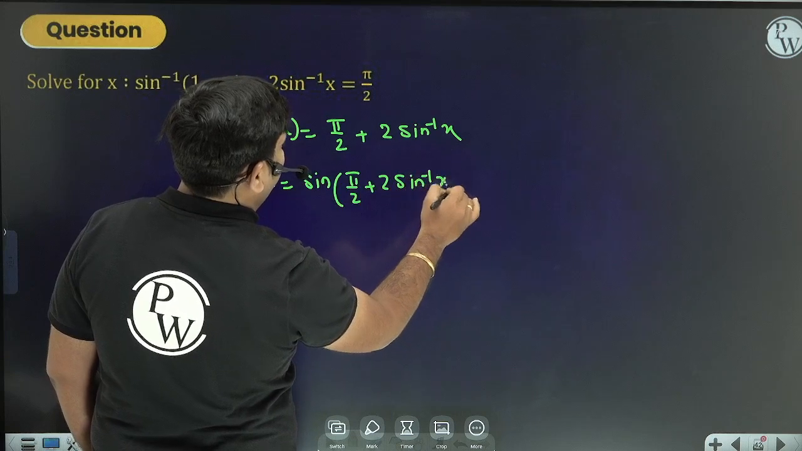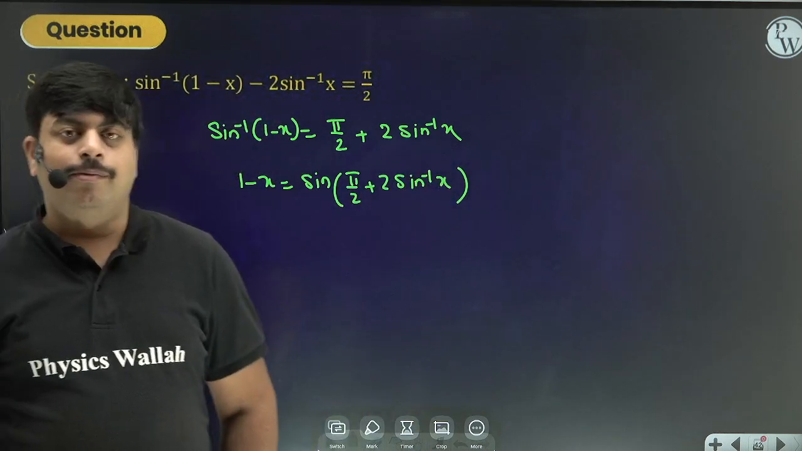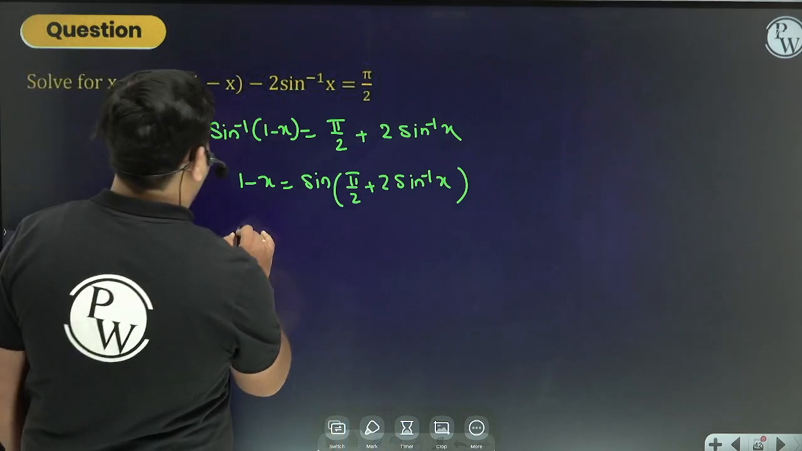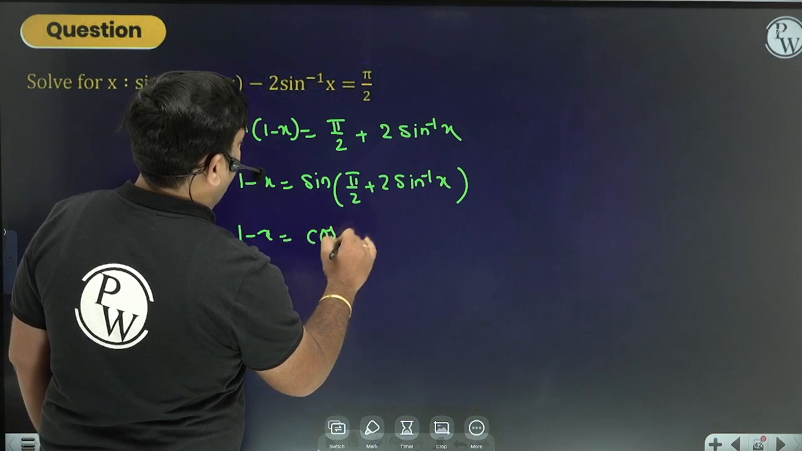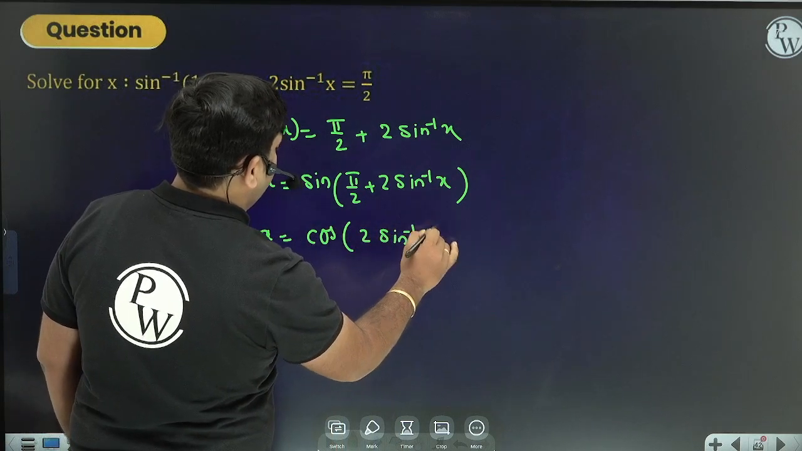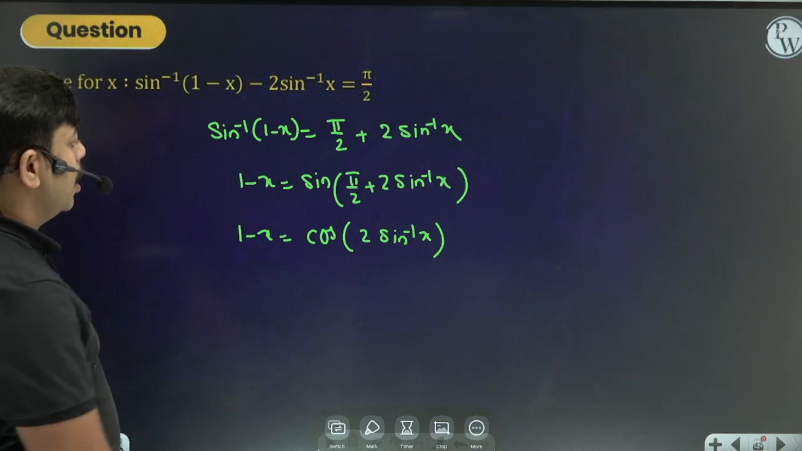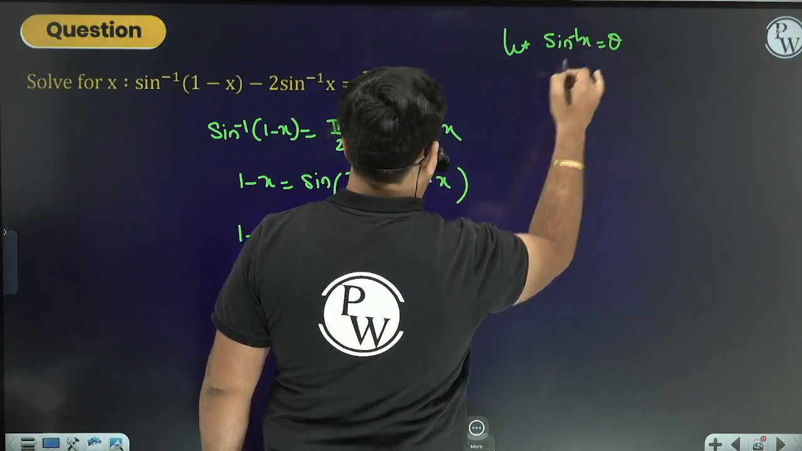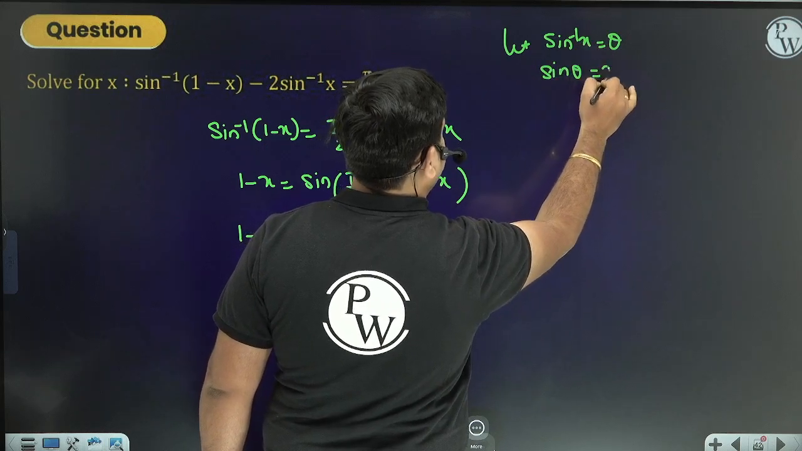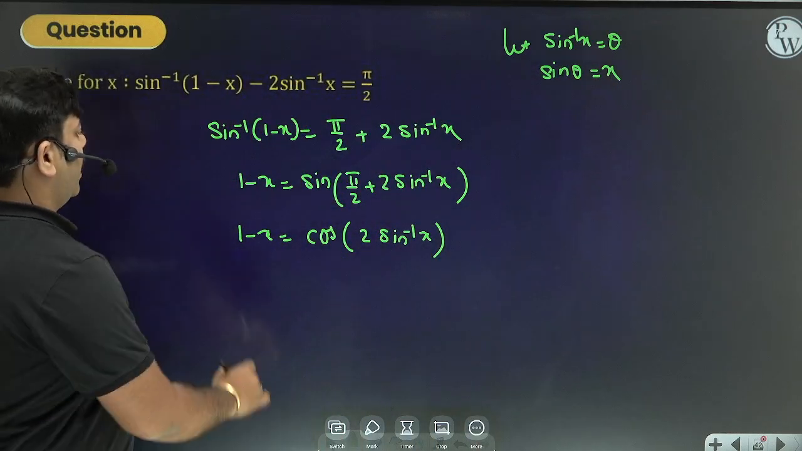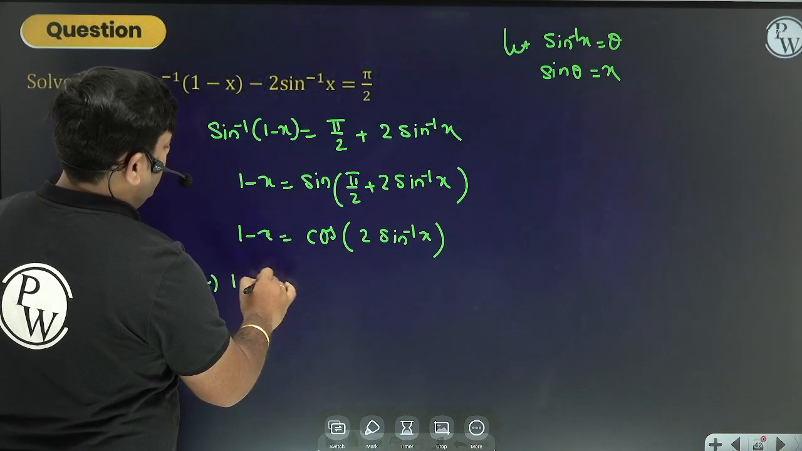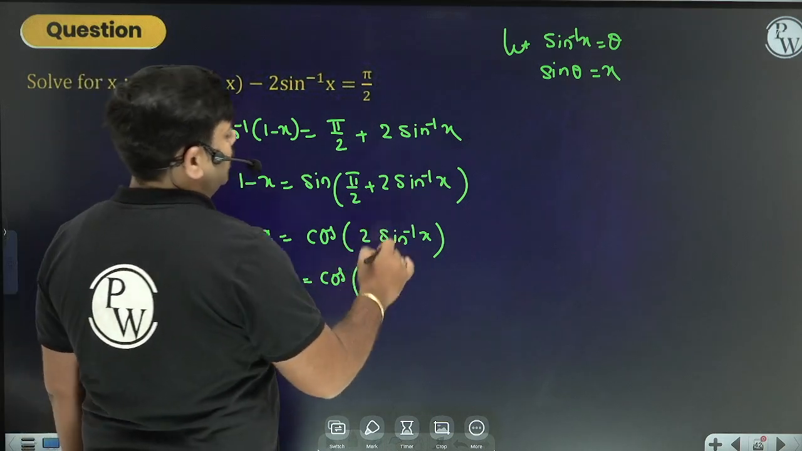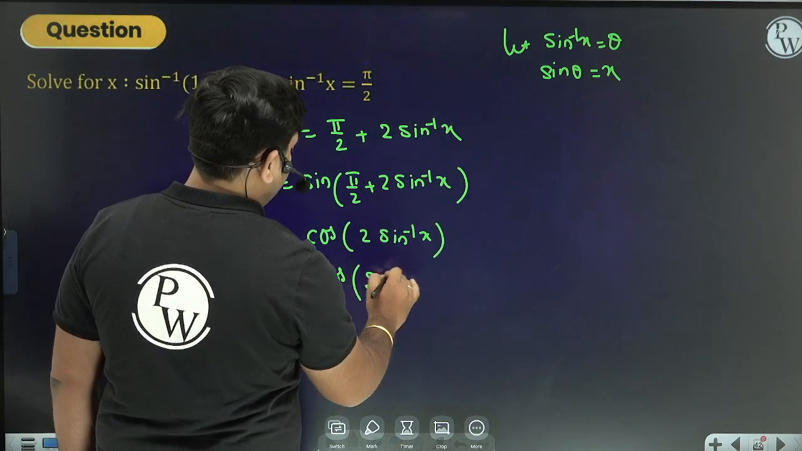I know sine of (90 plus theta) is in the second quadrant, where sine is positive, but the answer will be in cos. Sine of (90 plus theta) will be cos. Okay, so 1 minus x is equal to cos of 2 sine inverse x. Right? Let sine inverse x be equal to theta, or we say sine theta is equal to x. So 1 minus x is 1 minus sine theta, which equals cos of 2 sine inverse x. So 2 into sine inverse x is 2 theta, right?